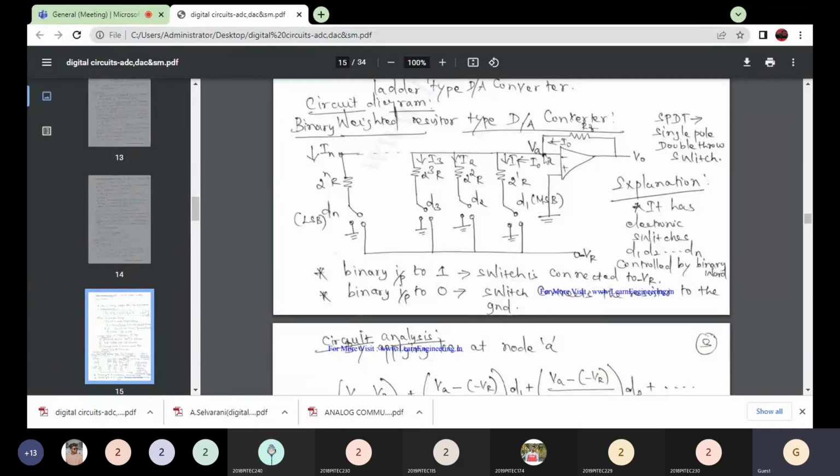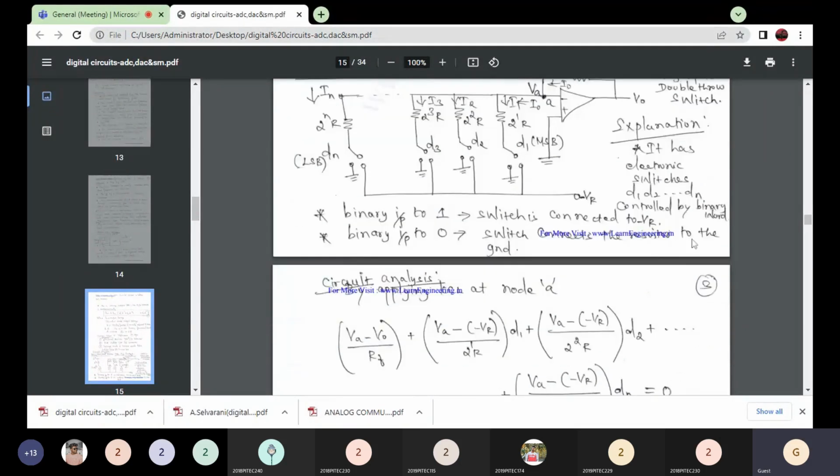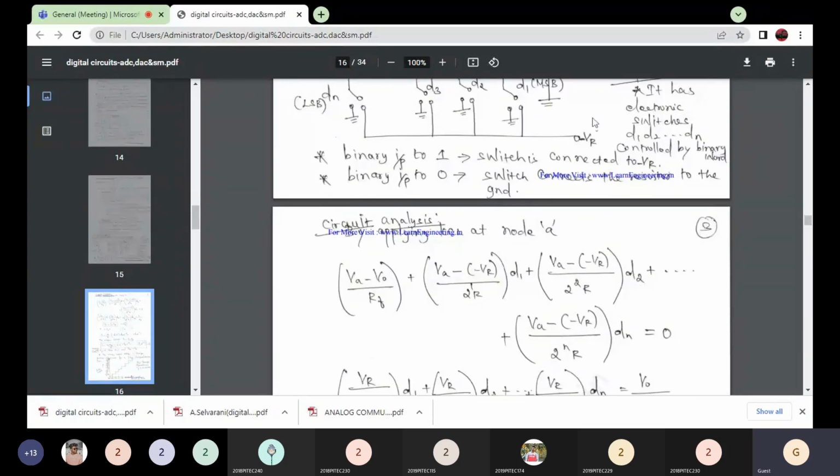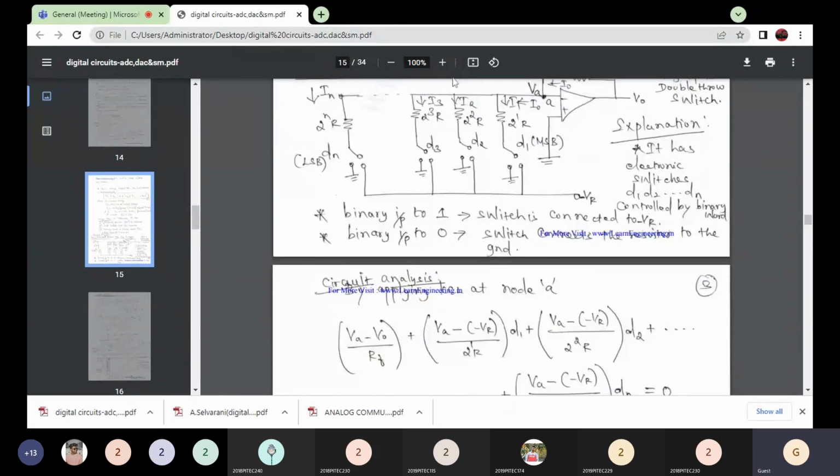So this I naught is divided into a sum of currents. The currents are I1, I2, I3, up to IN. Now we are applying Kirchhoff's current law at the node A. That is, the sum of these N currents, I1, I2 up to IN, should be equal to what? It is 0, right?